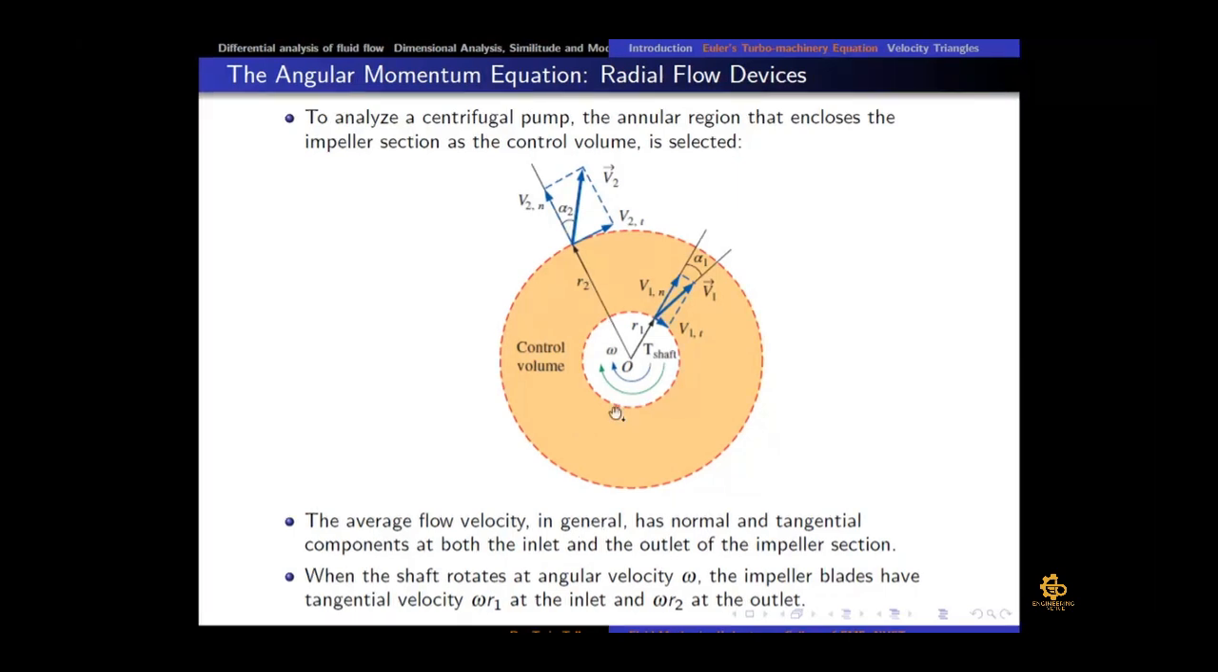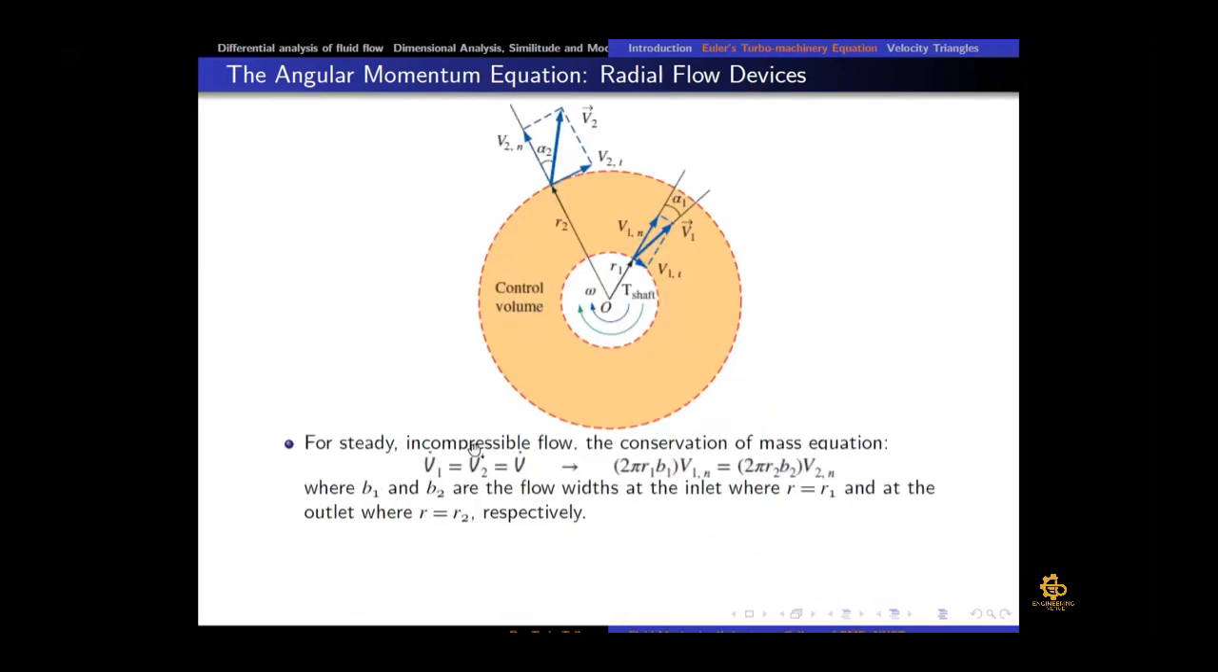Here the tangential component would be less because the radius is less, because omega is the same at both locations. So with r omega, the tangential velocity would be more at the outlet of the impeller blades.